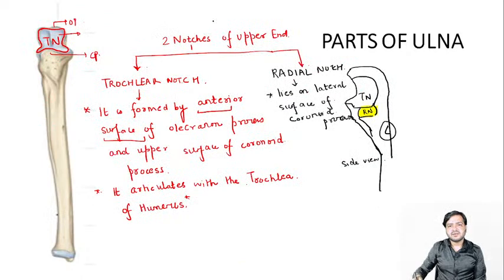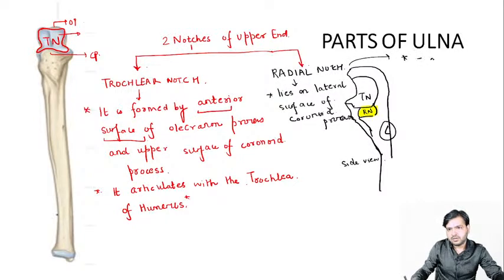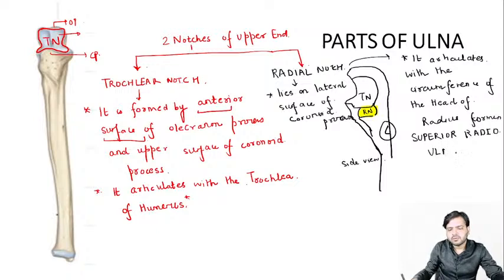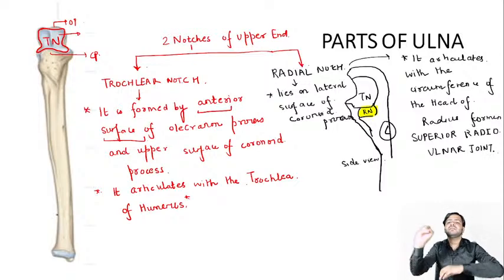So we will complete our points. It lies on the lateral surface of this coronoid process, and it articulates with the circumference of the head of the radius, forming the superior radio-ulnar joint.